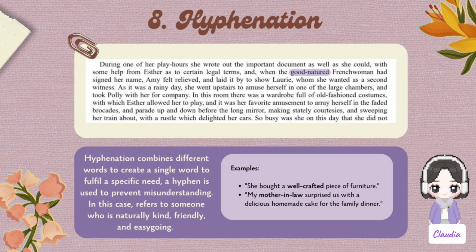Then we have hyphenation. This process is the creation of a single word from the combination of two different ones to fulfill a specific need. It is possible to see a hyphen used to prevent misunderstanding. The word good-natured, for example, used in the text, refers to someone kind, friendly, and easygoing. Other words that are an example of hyphenation are "she bought a well-crafted piece of furniture," or "my mother-in-law surprised us with a delicious homemade cake for the family dinner."